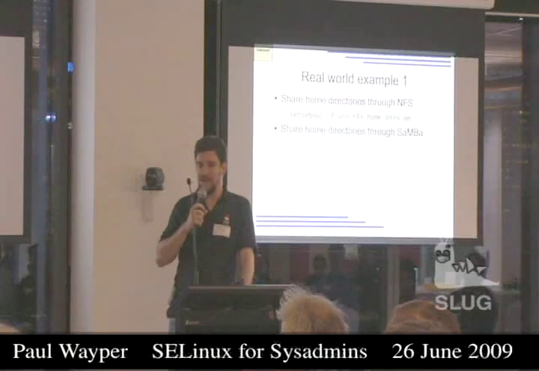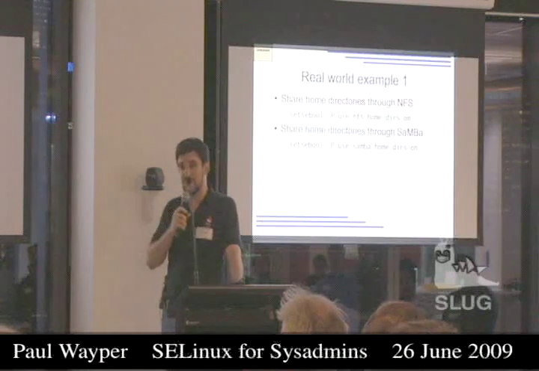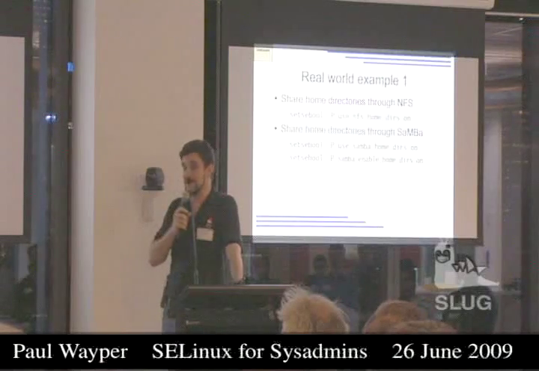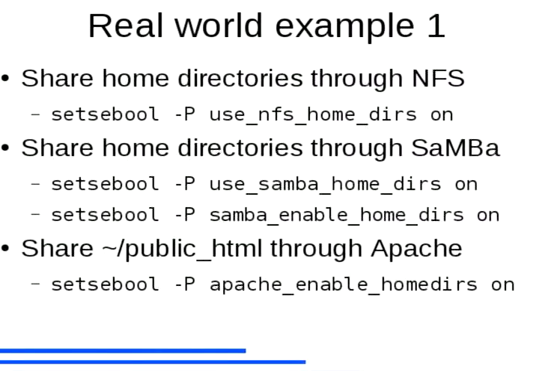If you're wanting to share home directories out of Samba, then you can do the same sort of thing. You've also got this other one, which I pointed out, and was I right? Yes. So it uses a similar convention. use_samba_home_dirs is the permission you need on the client. samba_enable_home_dirs is the permission you need on the server. And luckily there's the same kind of thing with httpd_enable_homedirs on.